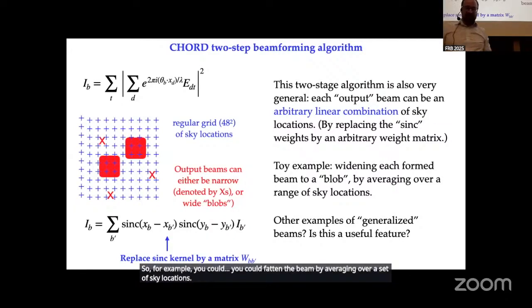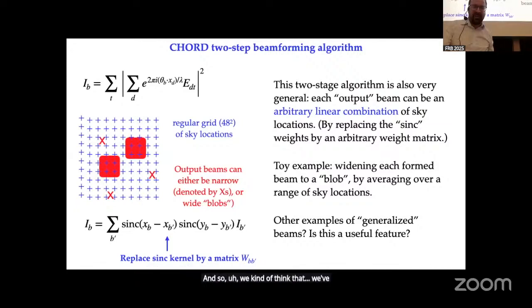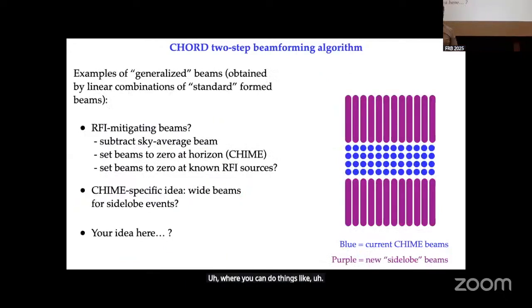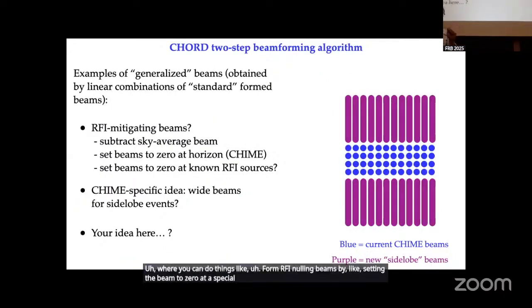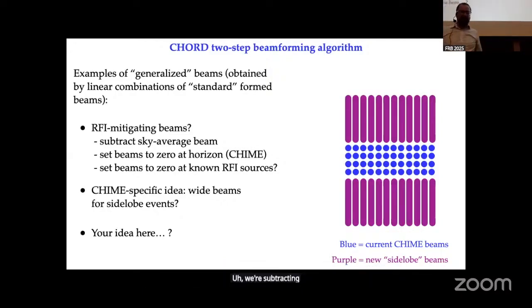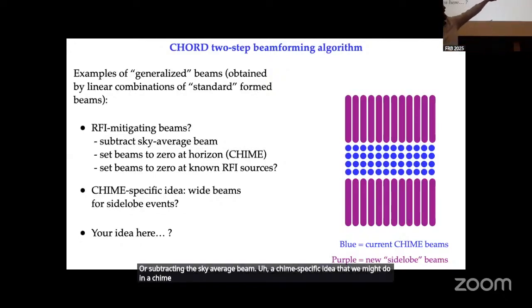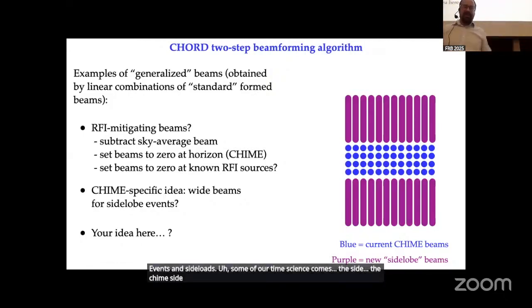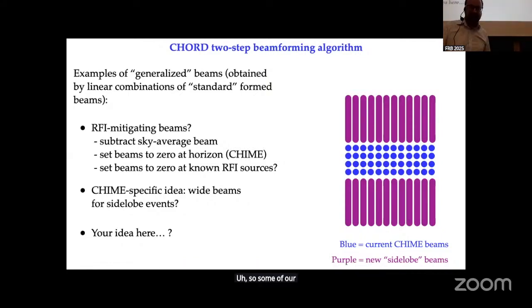And so we think of beamforming in a generalized way, where you can do things like form RFI nulling beams by setting the beam to 0 at a special location like the horizon or a known RFI source, or subtracting the sky average beam. A CHIME specific idea that we might do in a CHIME upgrade is to have specialized wide beams for detecting side lobe events. The CHIME side lobes don't fall off that fast, so some of our science does come from side lobe events.